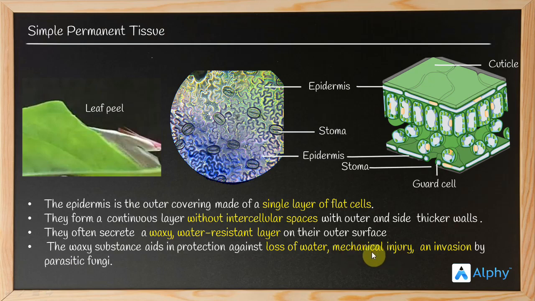That's it. So that was all about epidermis, and we talked about epidermis in microscopic view as well as in the pictorial representation. They are the outermost flat layer, single layered, and there is no intercellular space in between, right? So the secretion is known as cuticle. It gives protection, preventing loss of water. It will give mechanical strength, and prevent mechanical injury and the invasion of parasitic fungi. So that was all about epidermis.